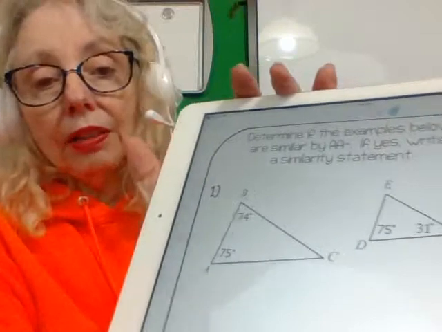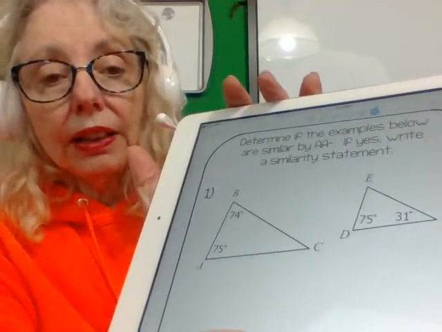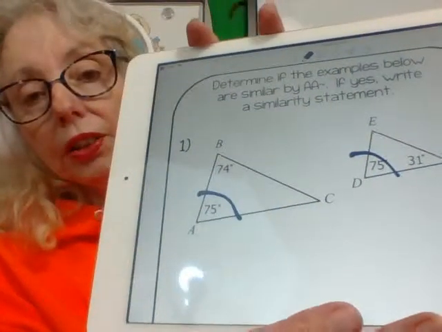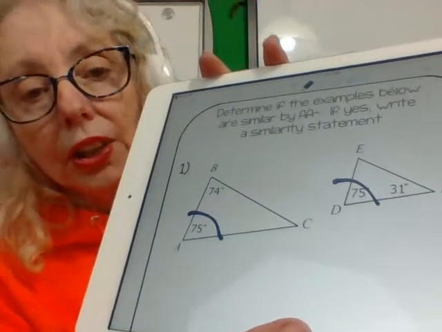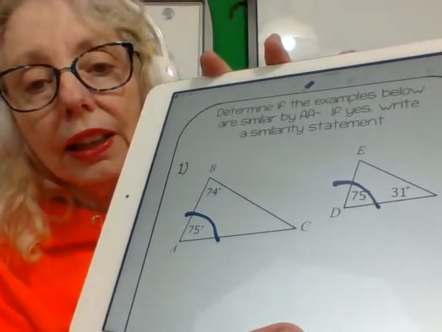For that one, what we have to be able to do is show that two corresponding angles are congruent. So, look at this first triangle. You can see that angle A and D are congruent, so we're going to mark those congruent. Angle A is congruent to angle D. However, you can see that B is 74 and E is 31, so they're not congruent. But if we could find the third angle, the missing angle, we might could find it. So let's see what the measure of angle C is.